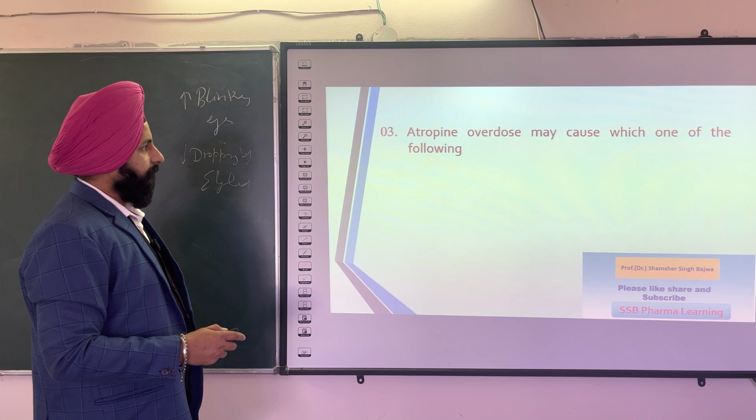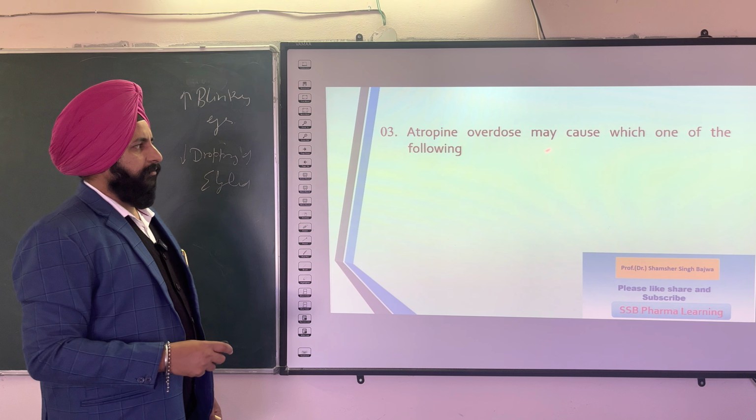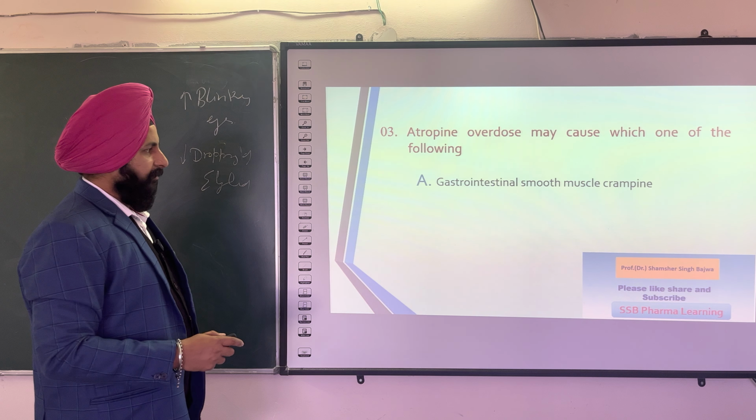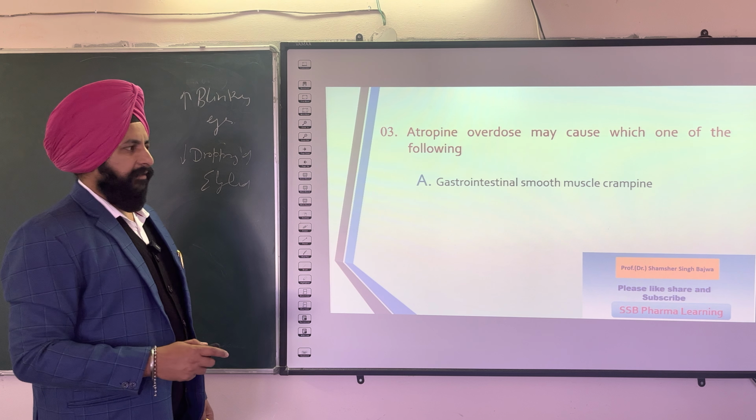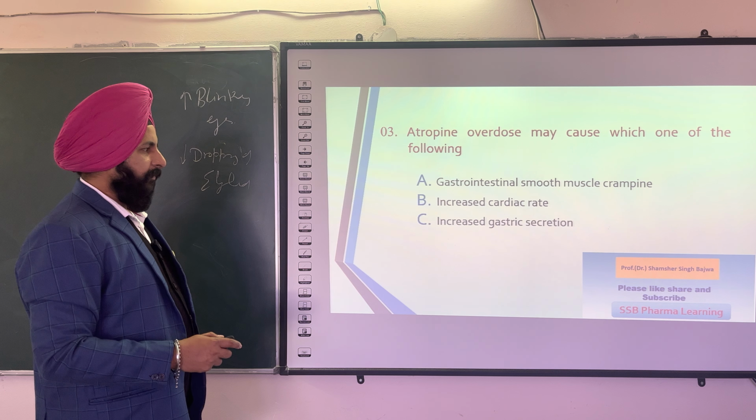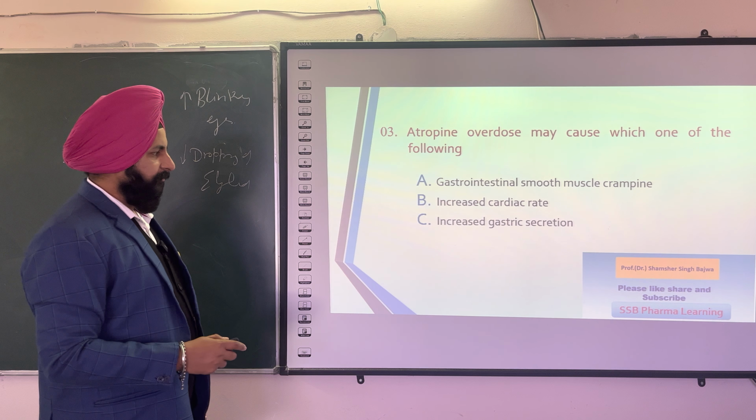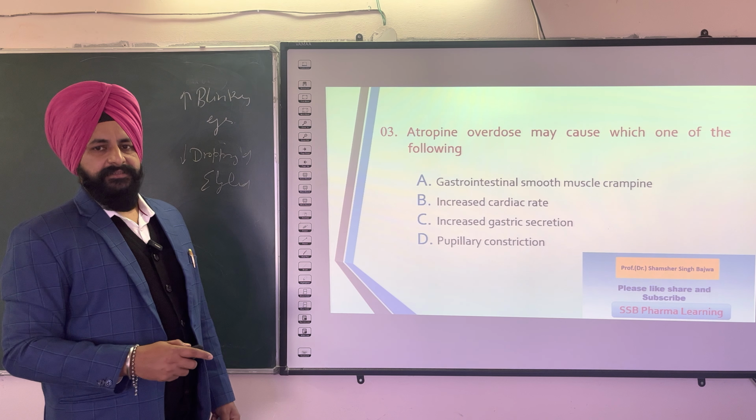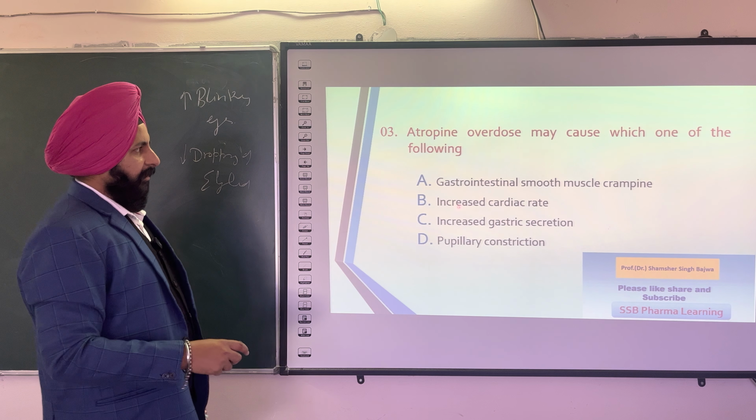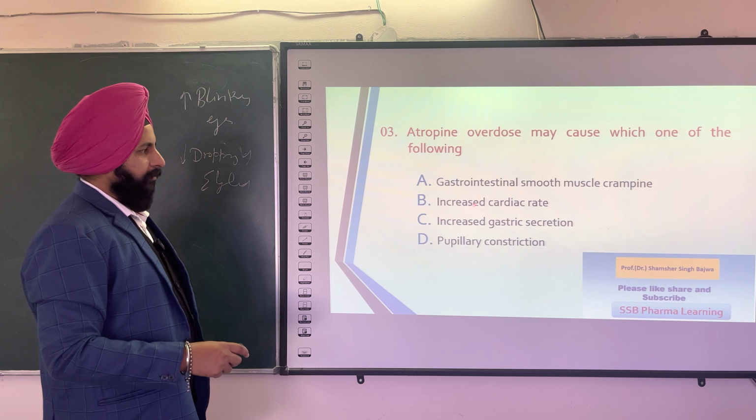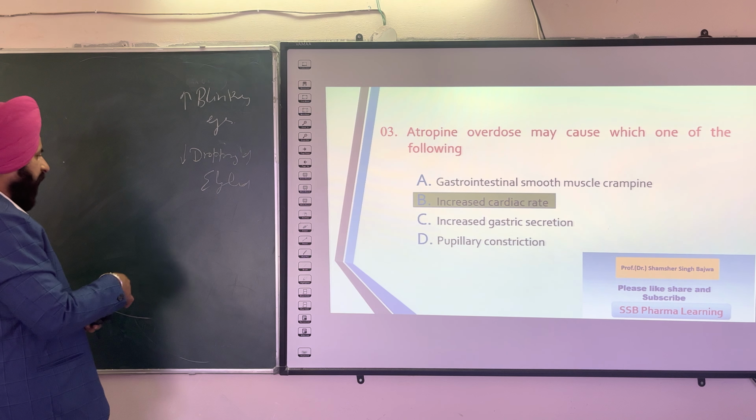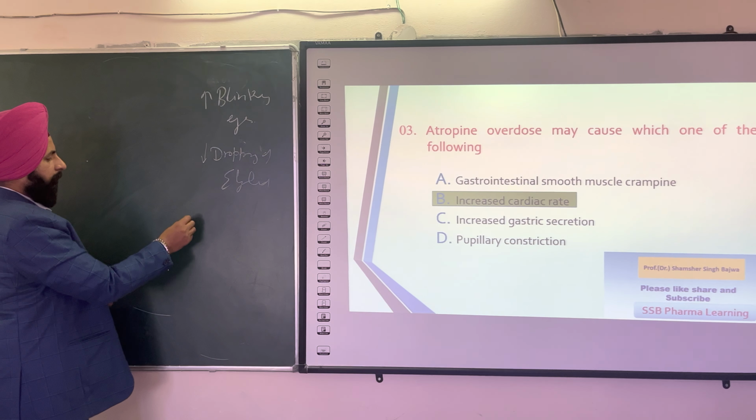The next question is, atropine overdose may cause which one of the following? The options are gastrointestinal smooth muscle crampings, increased cardiac rate, increased gastric secretions, pupillary constrictions. You remember which option is right, you choose very fast. The right option for atropine overdose is increased cardiac output.